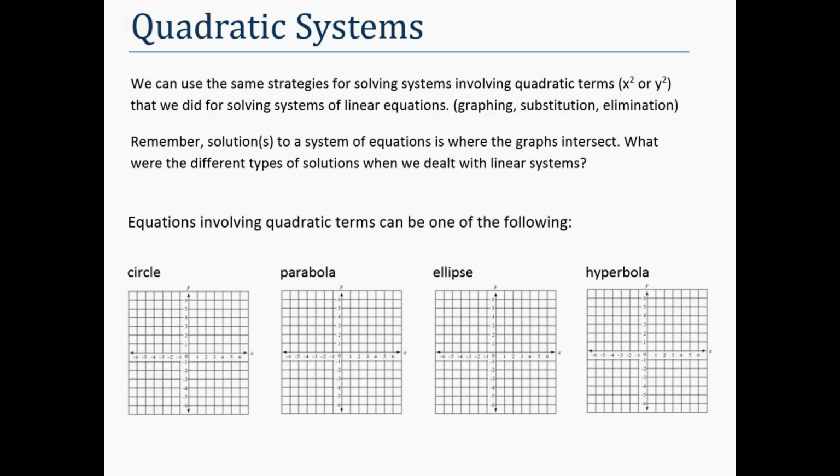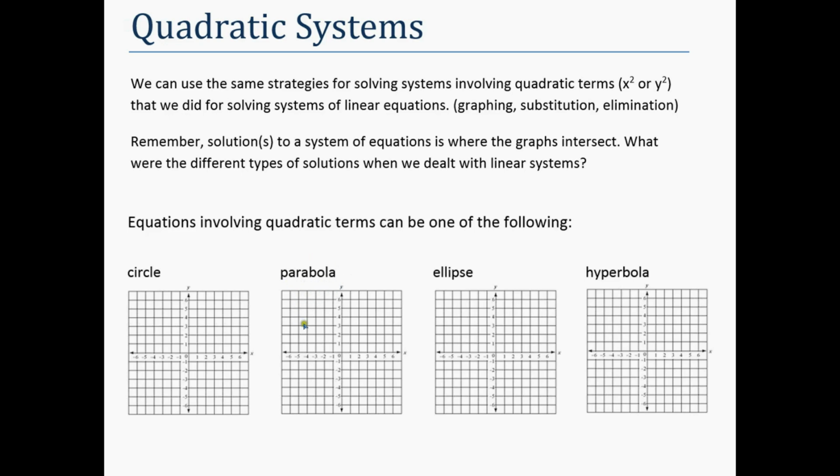We can get consistent dependent, which means the two graphs were actually right on top of each other, and there was an infinite number of solutions. And then we have an inconsistent system where the graphs didn't intersect at all, which means there's no solution. So we've dealt with parabolas already, and we know how to graph parabolas.